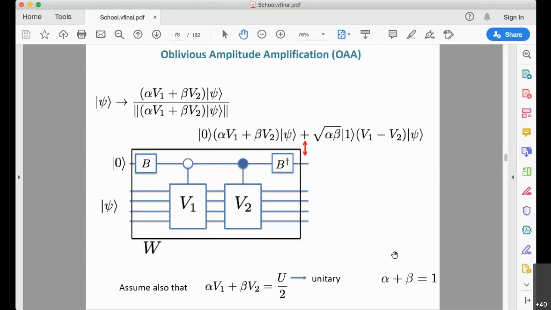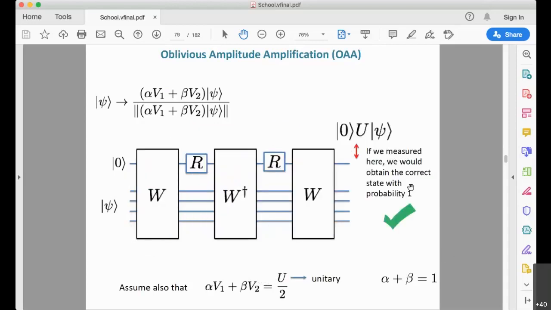It turns out that if I put a further constraint in which the linear combination of unitaries matches exactly half of another unitary, and alpha plus beta is equal to 1, there is another trick which we call oblivious amplitude amplification. If I call this whole operation W, and I apply W, make an operation on the ancilla, which is a reflection, the inverse of that W, and so on, you can work it out that at the end, with probability 1, you implemented the linear combination that you wanted to implement. So this trick is called oblivious amplitude amplification.